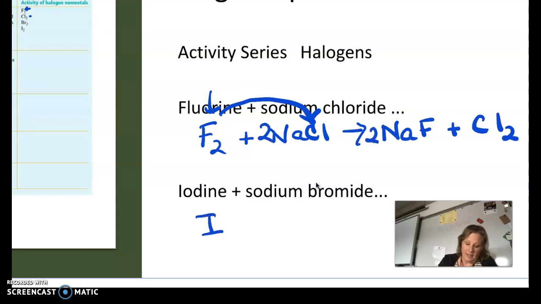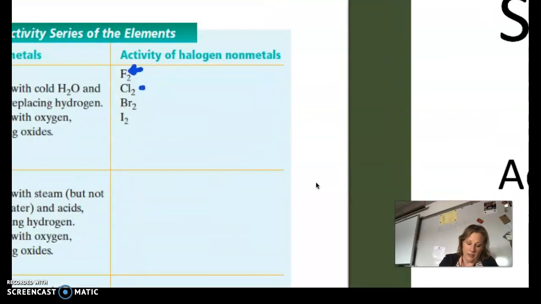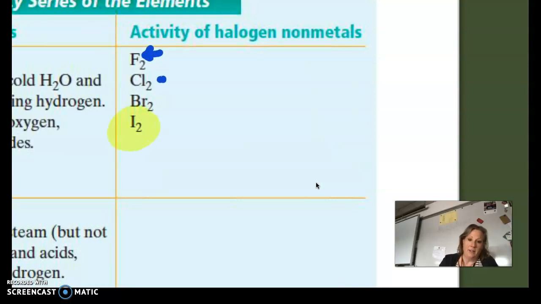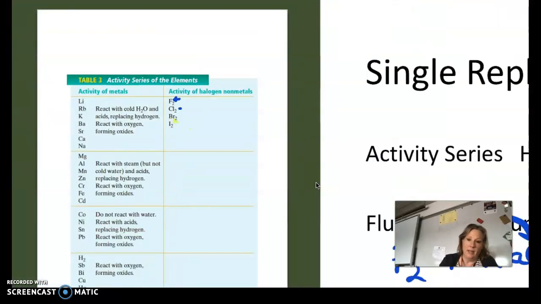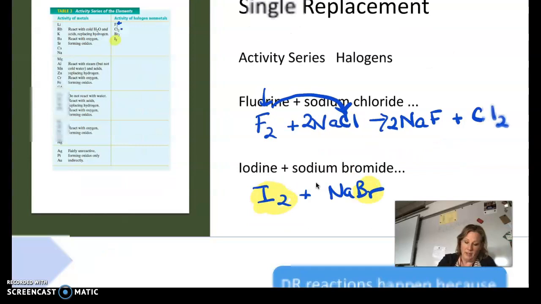If we have iodine plus sodium bromide, again, the iodine has to be more reactive than the bromine. And I go over here and I know that it's not. It's too low. It can't replace it. So that would be an example where you would just say, no, this isn't going to happen. No reaction.